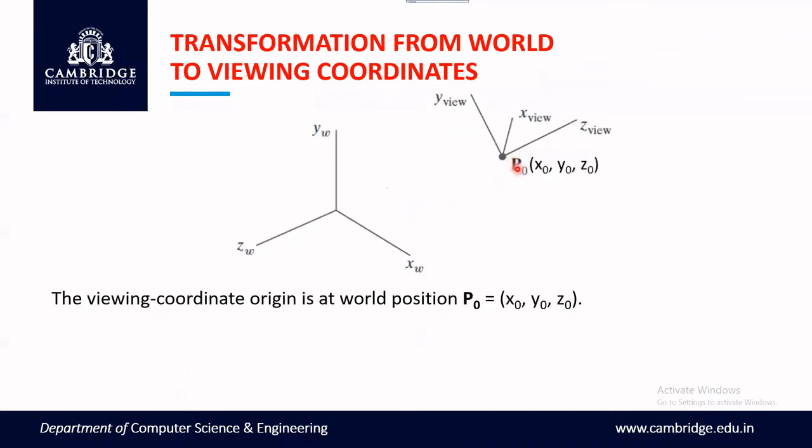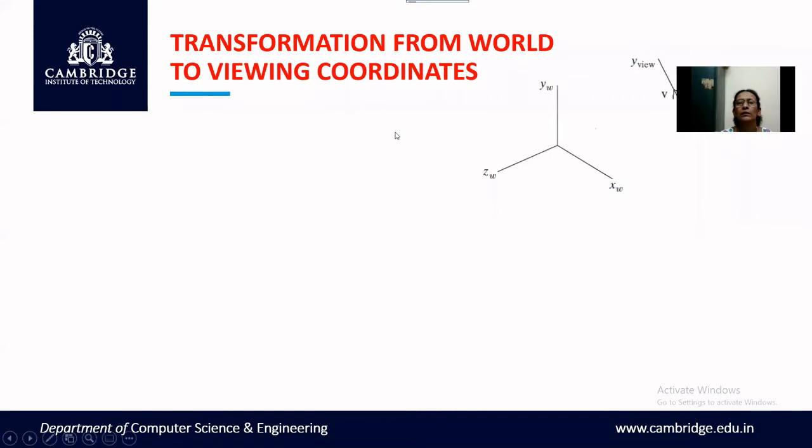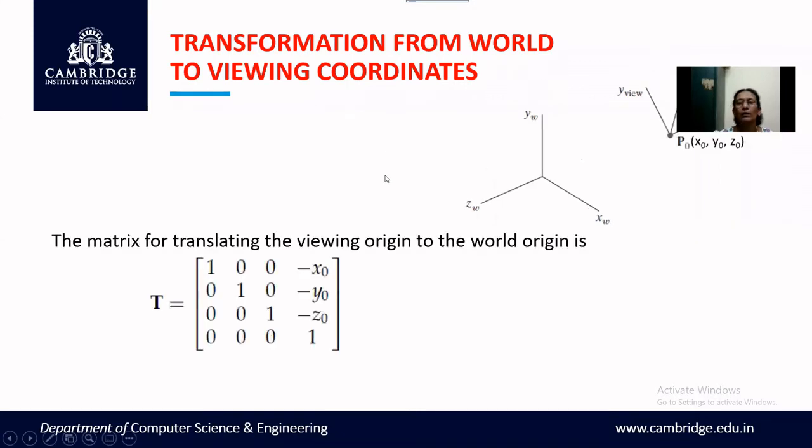You know that the coordinates of P0 are X0, Y0, Z0. So to translate from P0 to the origin, what is the translation matrix? The translation matrix is given by T equal to [1, 0, 0, -X0; 0, 1, 0, -Y0; 0, 0, 1, -Z0; 0, 0, 0, 1].